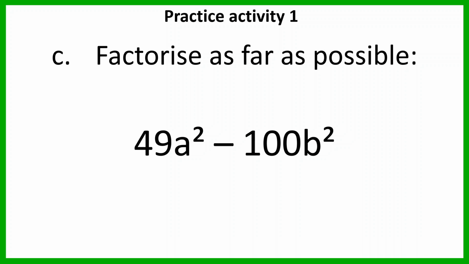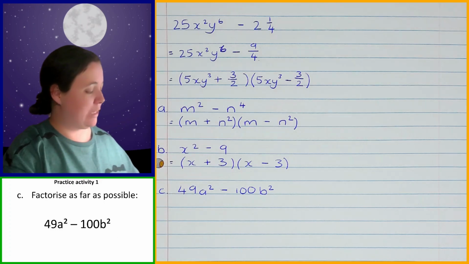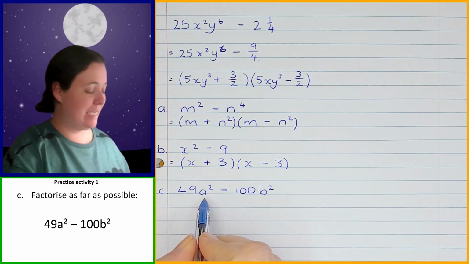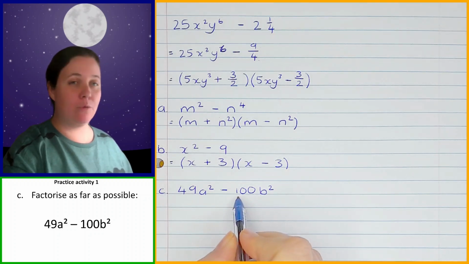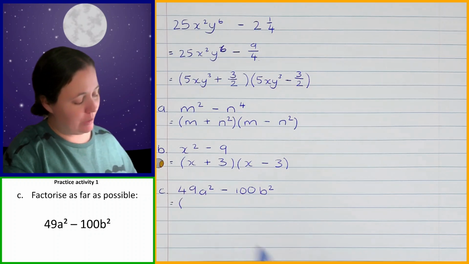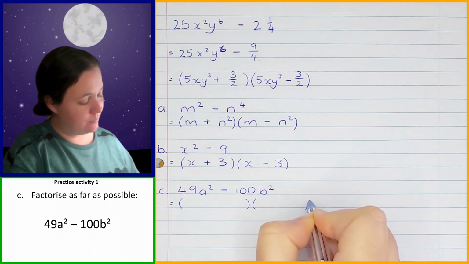Okay, so let's go through that question. Right, so over here, again, we check that this is difference of two squares. 49 and a squared are both perfect squares. Then 100 and b squared are also. So I can start off by writing down my two sets of brackets.